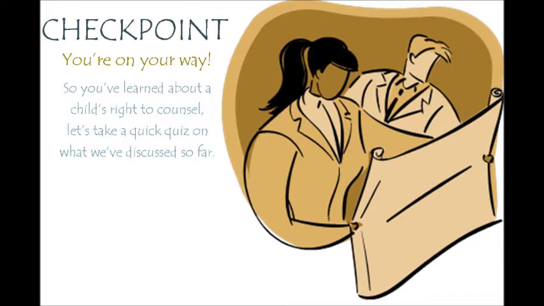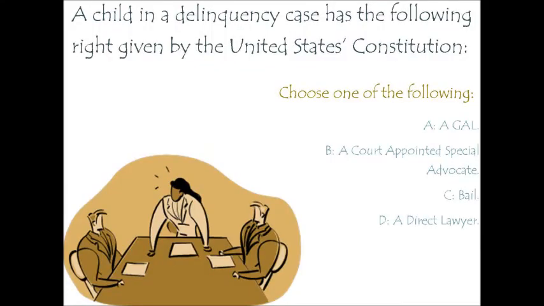So you've learned about a child's right to counsel. Let's take a quick quiz on what we've discussed so far. A child in a delinquency case has the following right given by the United States Constitution. Is it A, GAL, B, a court-appointed special advocate, C, bail, or D, a direct lawyer? Please take a few moments to think about your answer.